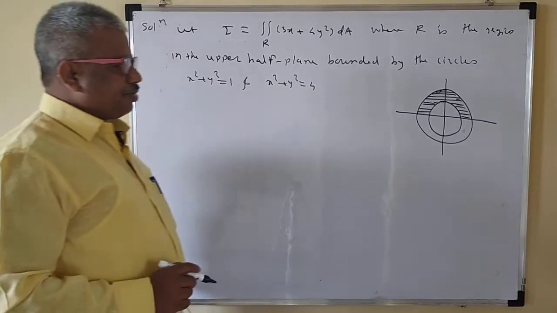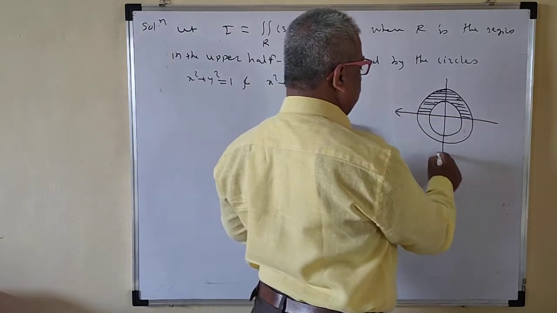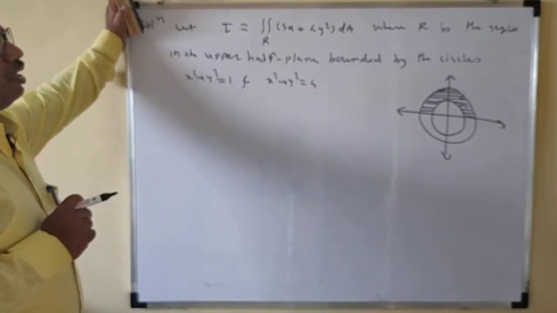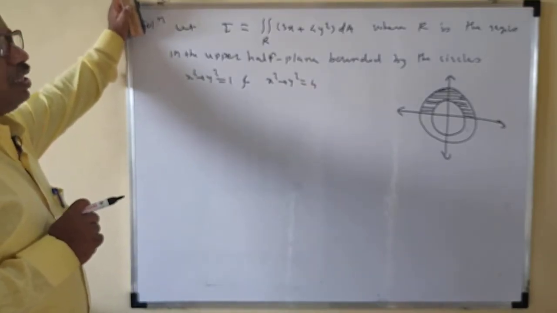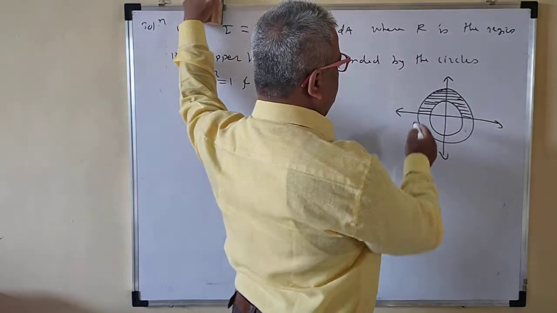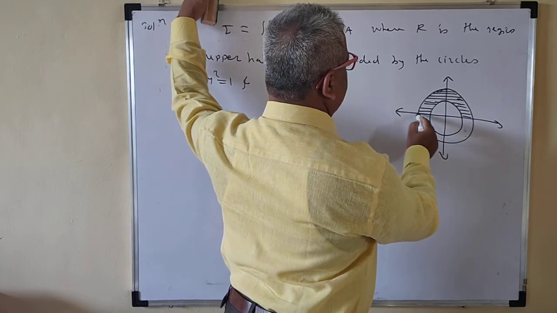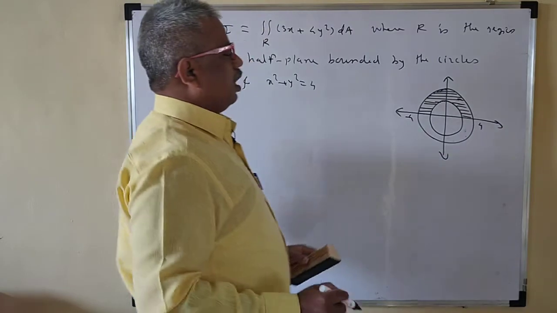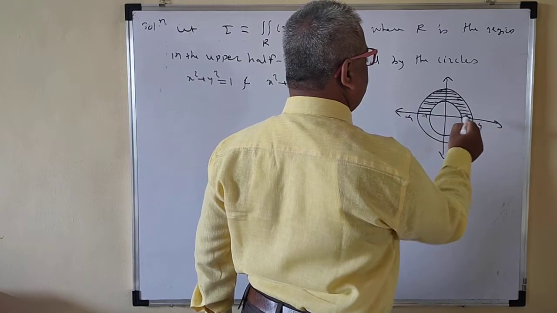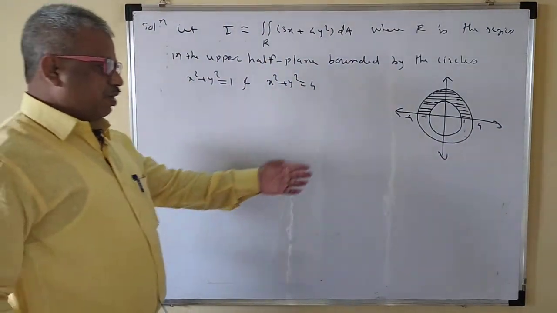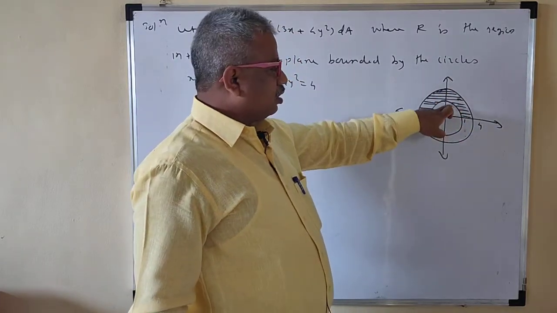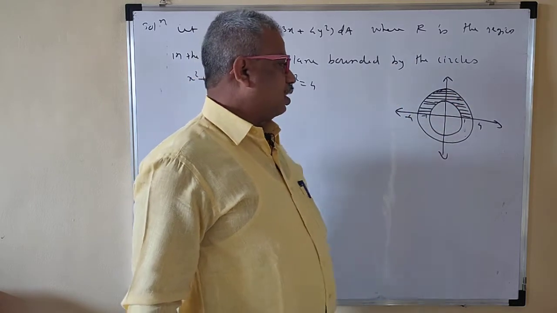Now if you want to solve in the Cartesian form, the limits problem will be there. The limits here are minus 2 and 2, and minus 1 and 1. The limit of x is minus 2 to 2, and you have to draw the strip parallel to the y axis, going from this circle to this circle.